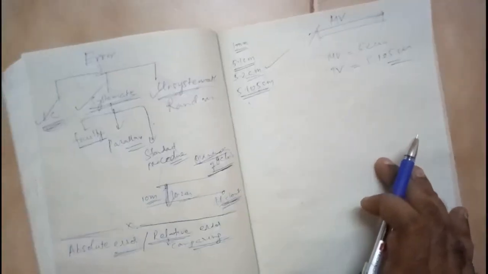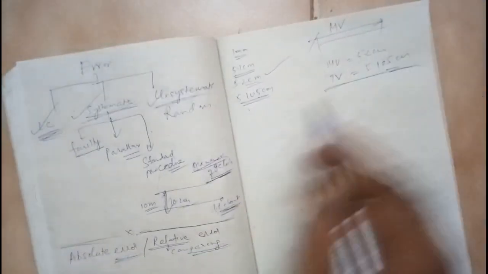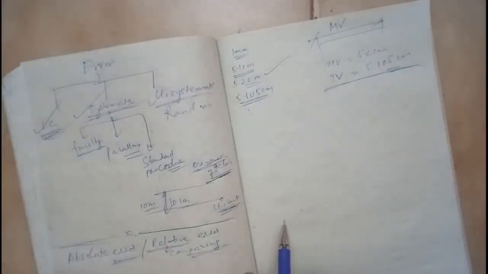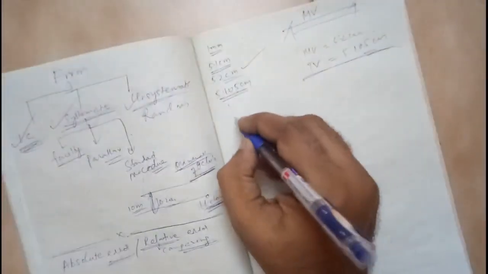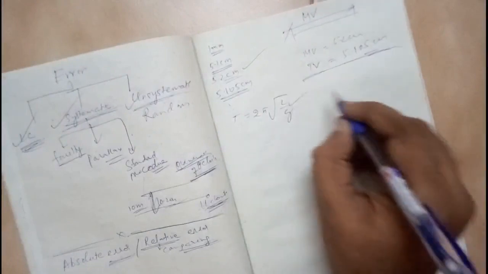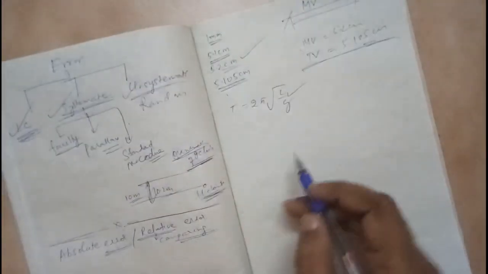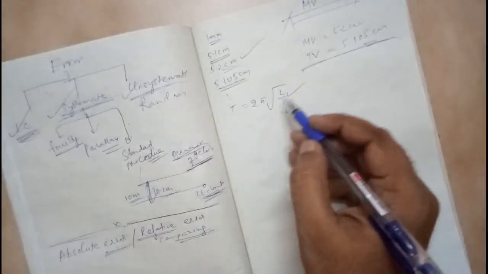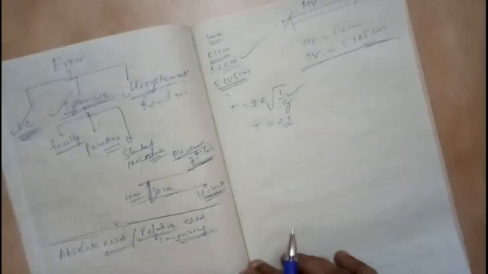So I need to know the true value. How would I know the true value? Now this is the case of a standard setup. Here there is a formula: T is equal to 2 pi into root over L by g, where L is the length of the string and g is the acceleration due to gravity. If you put L equal to 1 meter, you get 2 seconds. This is the true value.